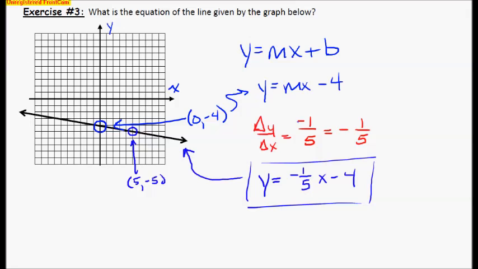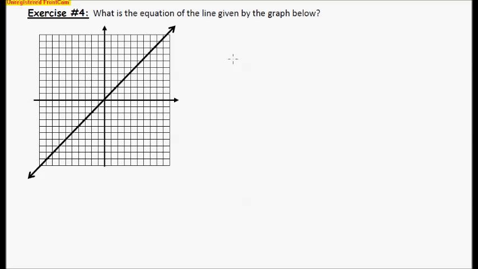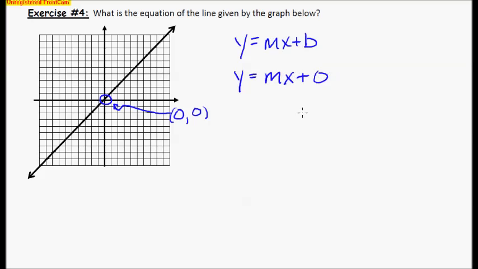Let's turn this one off and let's try number 4 here. Again, what is the equation of the given graph below? So y equals mx plus b. All right, let's find our y-intercept. Oh, this one's a little different. This one goes right through the origin. That is the point 0, 0. Right there. So what if I plug in a 0 for the b? Well, I could write it like this. I could write it like that, but really is there any reason to add 0? Well, it doesn't really change anything. So actually what I have so far is this.